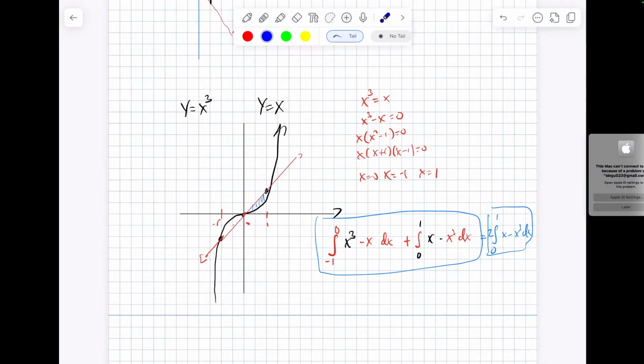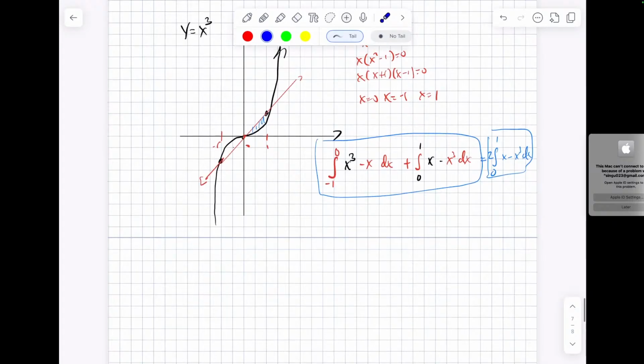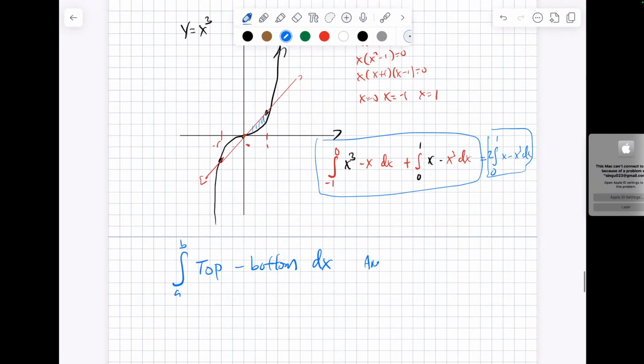Is that okay so far? Now, the orientation could be different. Let's talk about different orientation. So what we learned so far is, we can do top minus bottom. Area between the curve, dx, a to b. This is area between the curve, in x perspective.